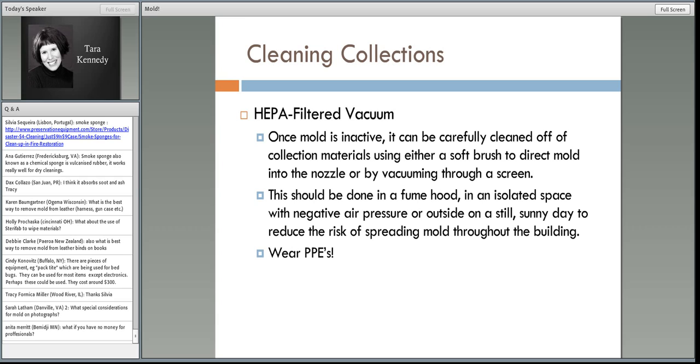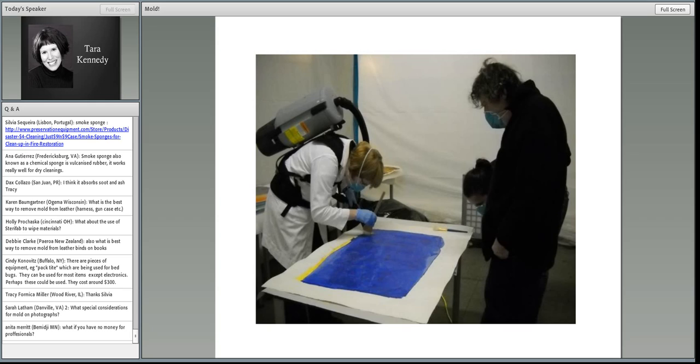And it should be done in a fume hood in an isolated space with negative air pressure, or as a last resort, outside on a not windy, sunny day to reduce the risk of spreading the mold throughout the building. Wear your protective personal equipment, please. So here's me cleaning some moldy, I think that's a painting, yeah. It's a work of art on paper, and what I'm doing is I've got a HEPA-filtered vacuum on my back, and I have a soft brush, and I'm brushing the inactive mold into the nozzle of the vacuum.